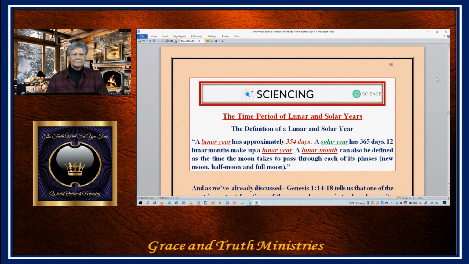And this resource is from the site Sciencing in their article, The Time Period of Lunar and Solar Years. It goes on to say the definition of a lunar and solar year. Quoting now, a lunar year has approximately 354 days. A solar year has 365 days. 12 lunar months make up a lunar year. A lunar month can also be defined as the time the moon takes to pass through each of its phases, the new moon, the half moon, and the full moon.